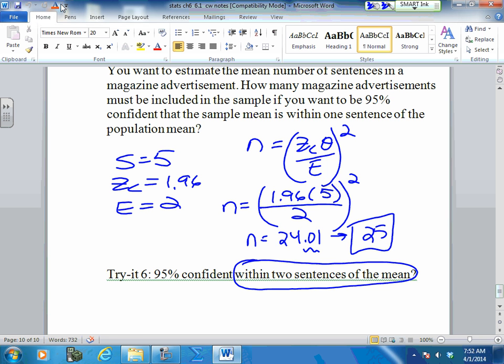Didn't you give yourself a little bit more room in here? You gave yourself a little bit more wiggle room by changing your E, your margin of error.